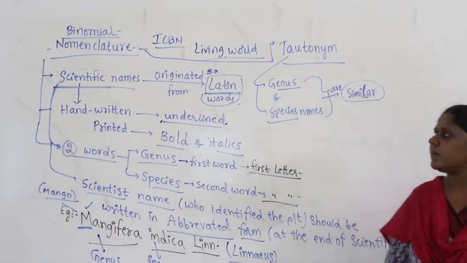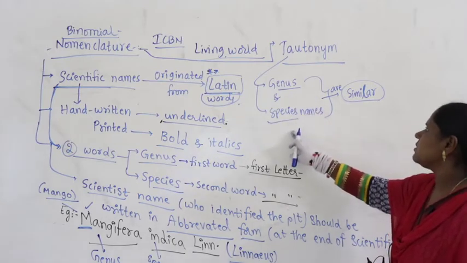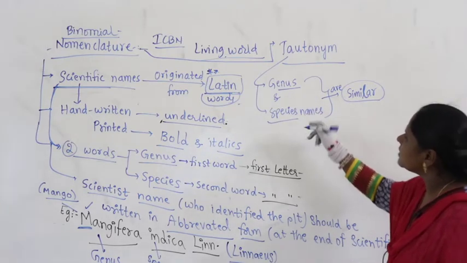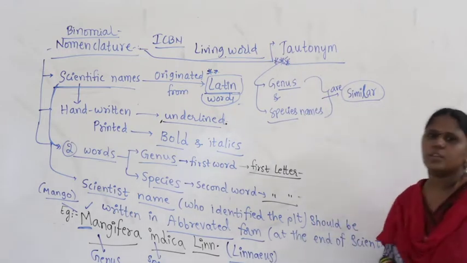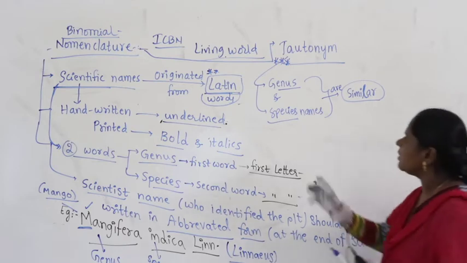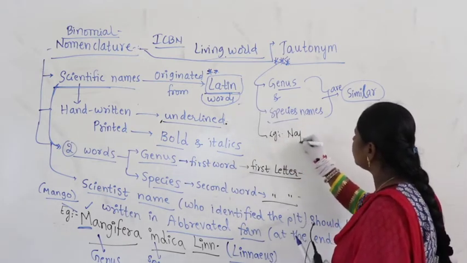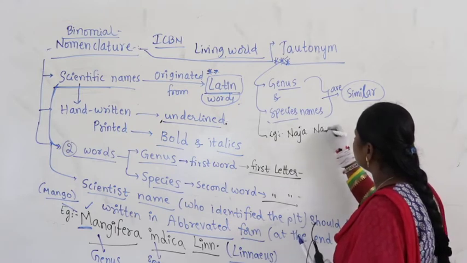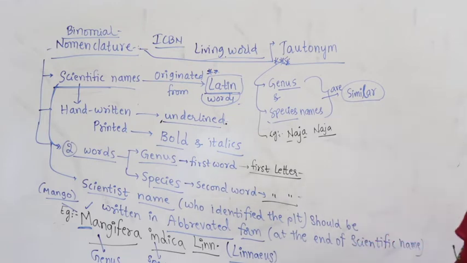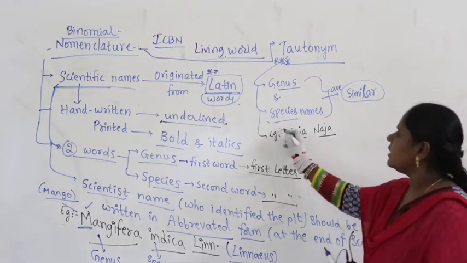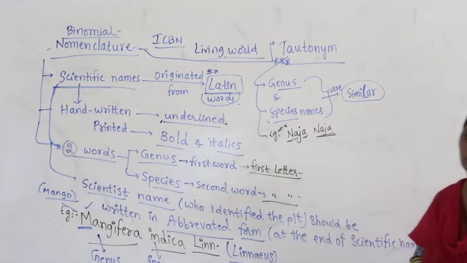Okay. So, in this case, the genus name is the same as the species name. If both genus and species names are the same, it is referred to as tautonym. The best example for this we can take is Naja naja. I think you studied about it in zoology, right? Here, the genus name is Naja, and the species name is also Naja.